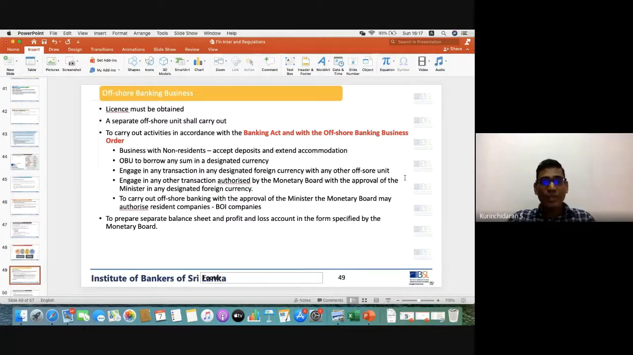To carry out offshore banking with the approval of the minister, the Monetary Board may authorize resident companies. As I said, they can only deal with non-residents, but with the approval, they can deal with BOI resident companies as well. In addition, when they do offshore banking business, the banks have to prepare a separate balance sheet and profit and loss account in the form specified by the Monetary Board. So the Monetary Board would give a format, and based on that they have to prepare the balance sheet and P&L. All these items I'm explaining are in the Banking Act, so you read and compare and see whether your understandings are correct.